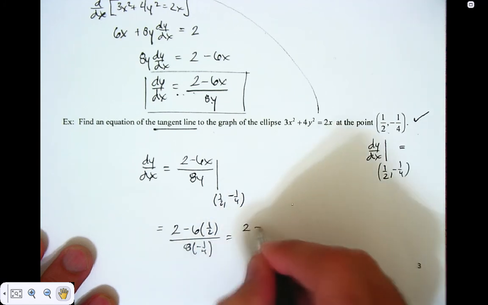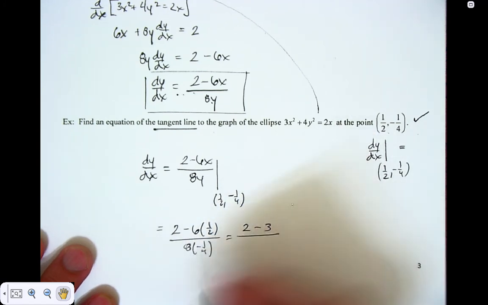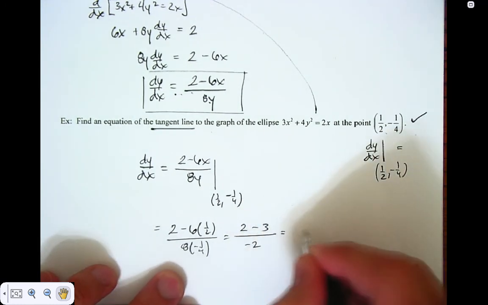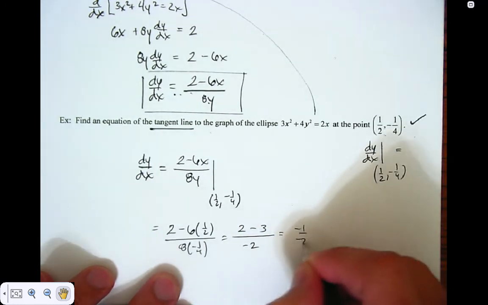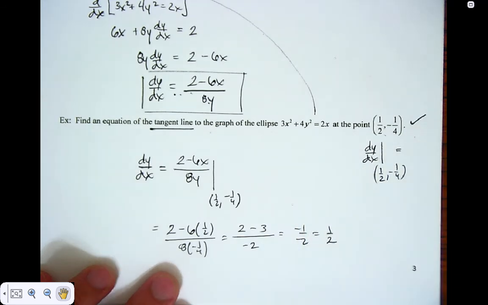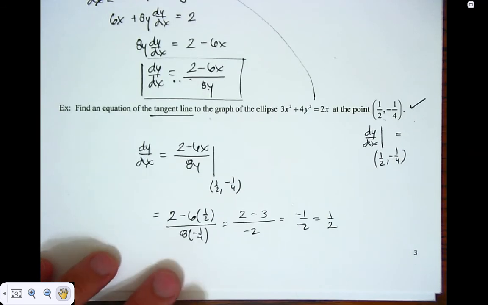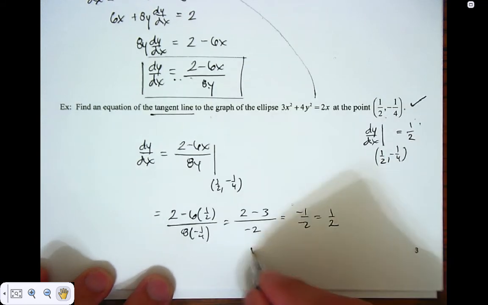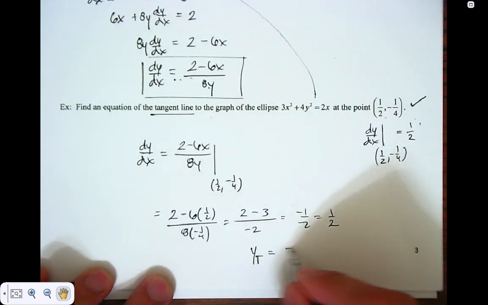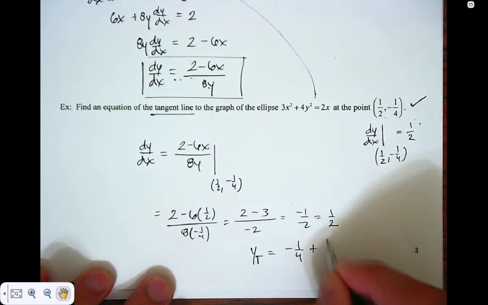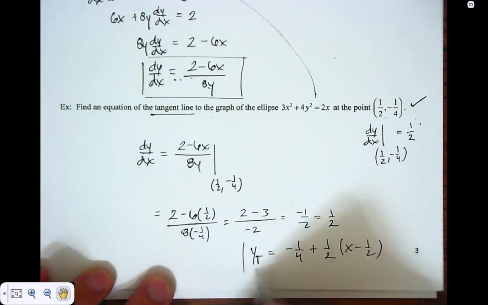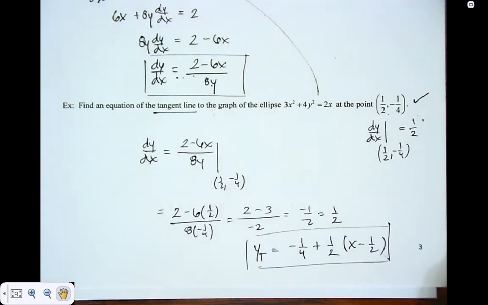Okay, so that becomes 2 minus 3, since 1/2 of 6 is 3. And 1/4 of 8 is going to be 2, but negative. And so I get negative 1 over negative 2, which is positive 1/2. Okay, cool. So we've got our 1/2. We've got our point and our slope, and so our tangent line would simply be the y value, negative 1/4, plus my slope, which is positive 1/2, times x minus my x value. And that is the tangent line.